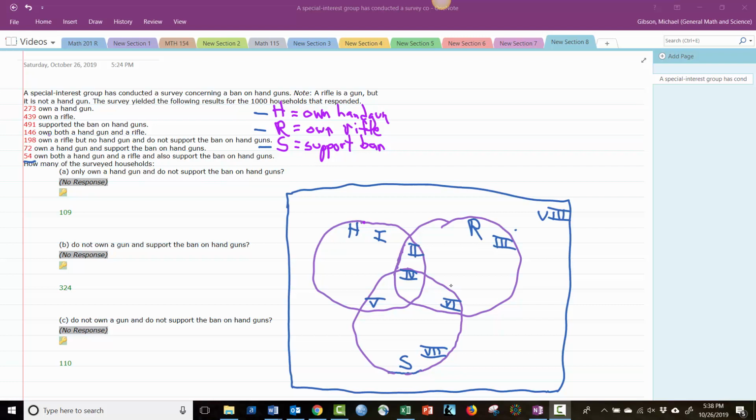All right. So the way these work, you see these other categories go down to 146 own both a handgun and a rifle, 198 own a rifle but not a handgun and do not support the ban, 72 own a handgun and support the ban, 54 own both a handgun and a rifle and also support the ban.